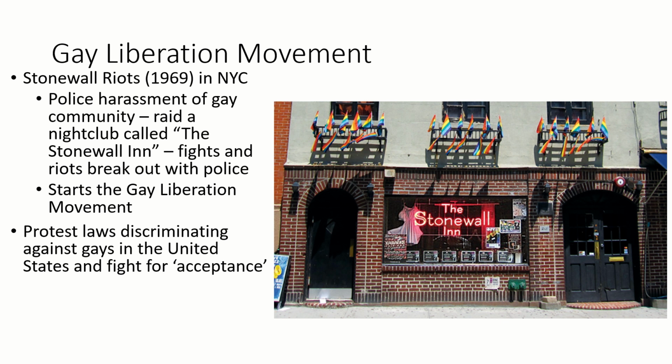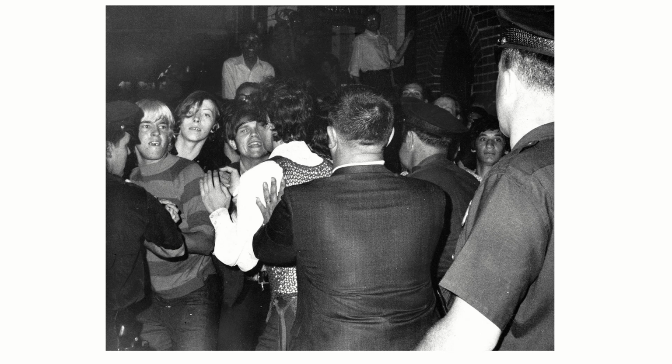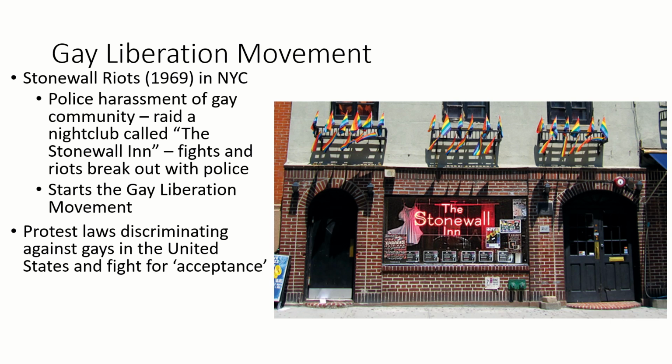Elsewhere in America, in New York City, the gay liberation movement got underway with the Stonewall riots. The police have been harassing the gay community because homosexuality was illegal in a lot of places. And so after a raid at a place called the Stonewall Inn, a fight and a riot broke out amongst the police and the people inside. And so this, for the first time, is going to be a direct confrontation between the local authorities and the gay community in New York.